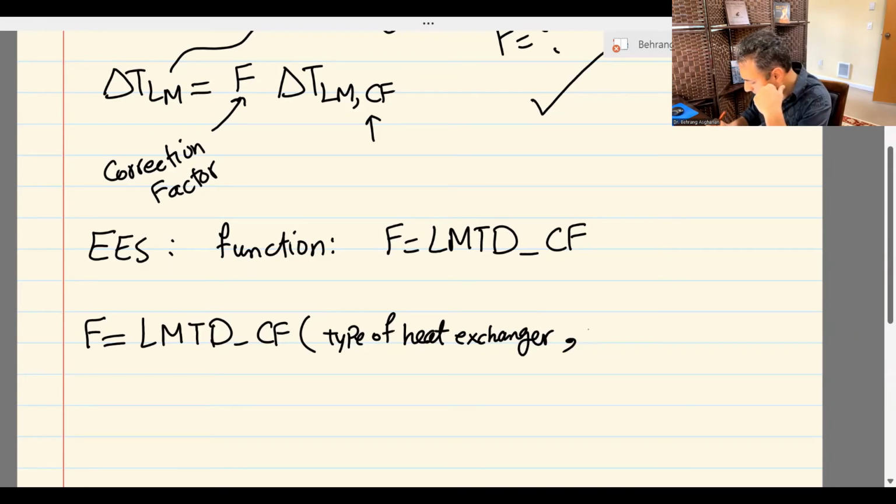And then you enter the value of P, same value of P that we had on those graphs, and same value of R that we had for those graphs. So the output of this function is that correction factor we're looking for.